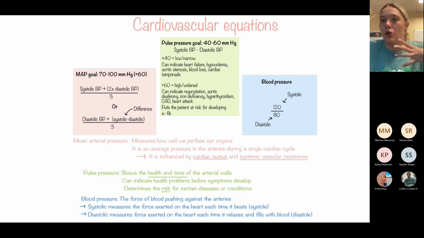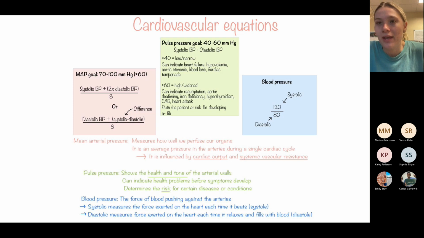And really, it's important to know what our MAP is because this number tells me how well I am perfusing my organs. If I'm not perfusing my organs well and my MAP is at 50, I'm concerned that my organs, my brain, and all the above are going to be starved of oxygen.